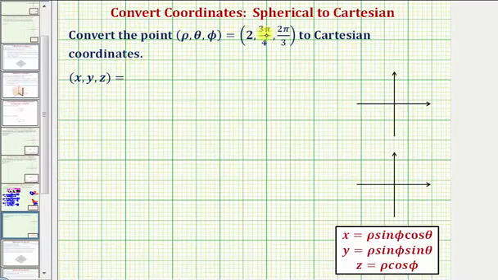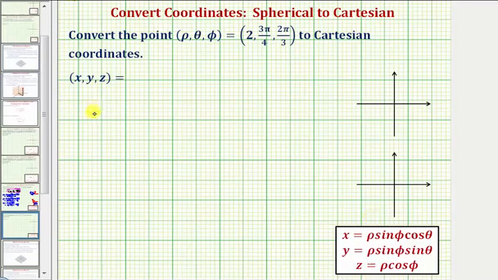We want to convert the point (2, 3π/4, 2π/3), which is given in spherical coordinates, to Cartesian coordinates or rectangular coordinates. So we want to find x, y, z, given that we know ρ equals 2, θ equals 3π/4, and φ equals 2π/3.